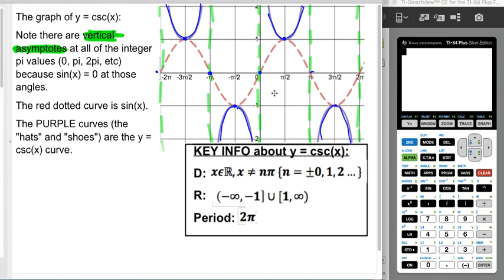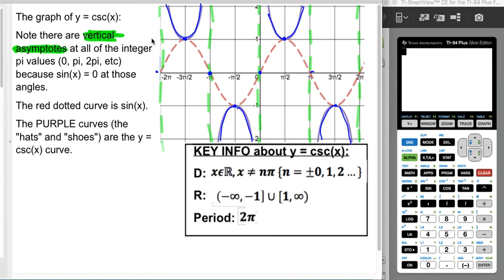Now, what I want you to notice is that the domain of this cosecant graph is basically every number in the whole world except for these vertical asymptotes. So the way we're going to write that is x is an element of reals, but x can't be n pi, where n is an integer, right? Like a plus or minus, so an integer value of pi: 0 pi, 1 pi, 2 pi, negative 7 pi, any of those.